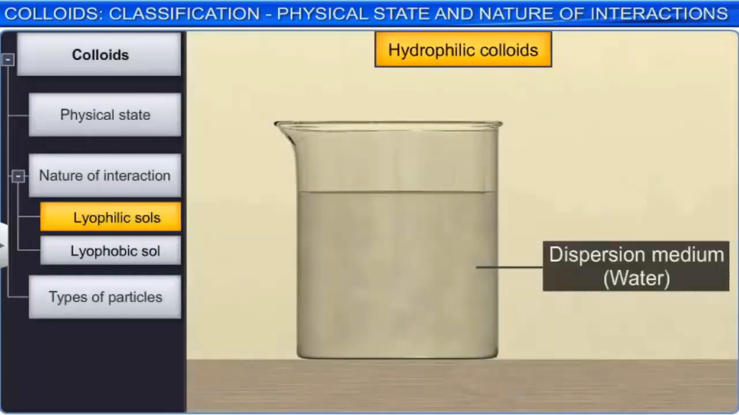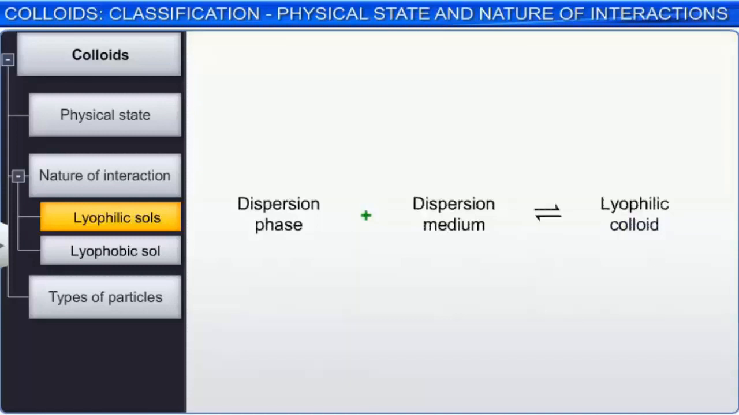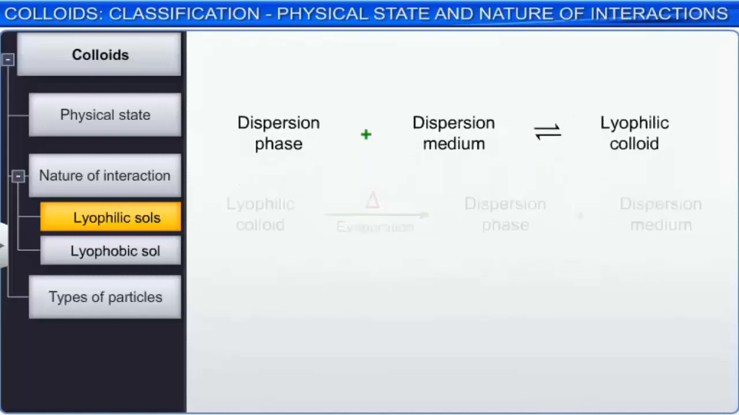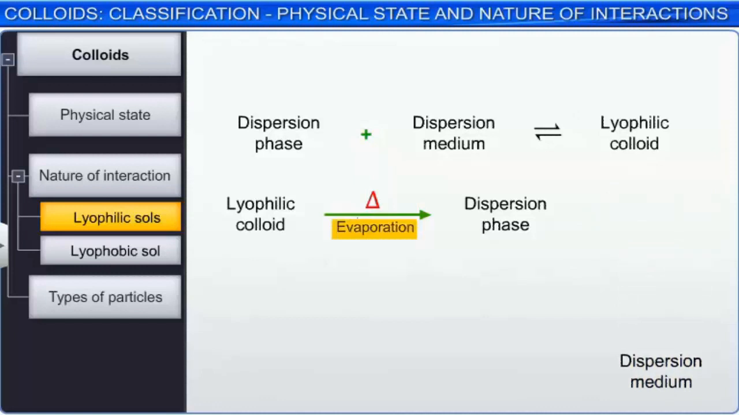Lyophilic salts are quite stable and cannot be easily precipitated. An important characteristic of lyophilic colloids is their reversible nature. That is, if the dispersed phase is separated from the dispersion medium, for example, by evaporation, then the sol state can be achieved again by simply mixing with the dispersion medium.